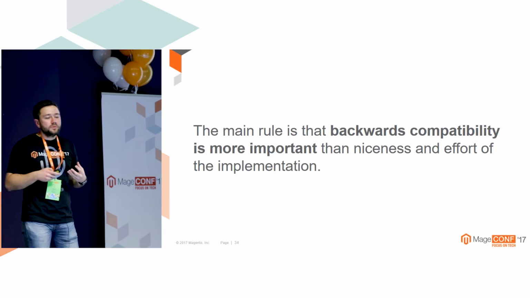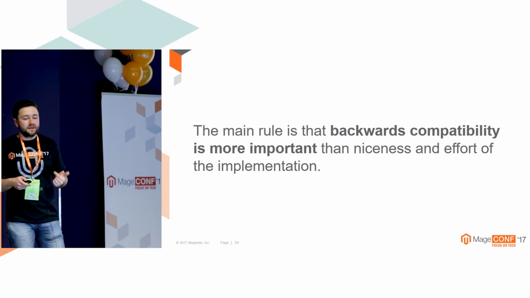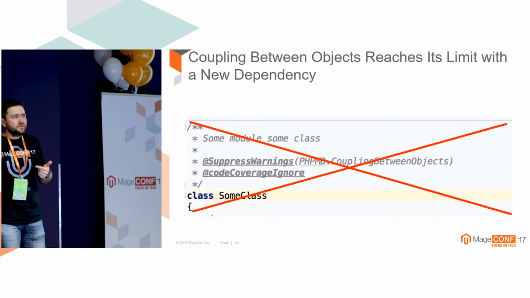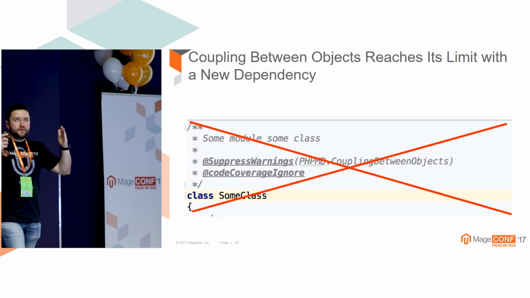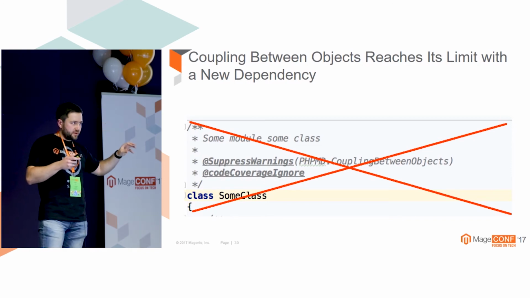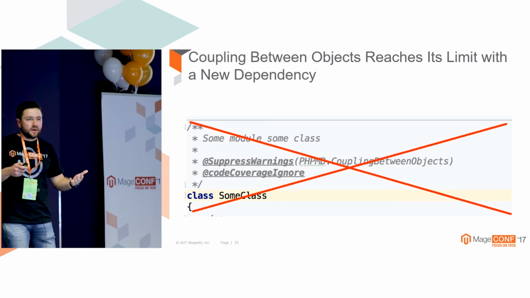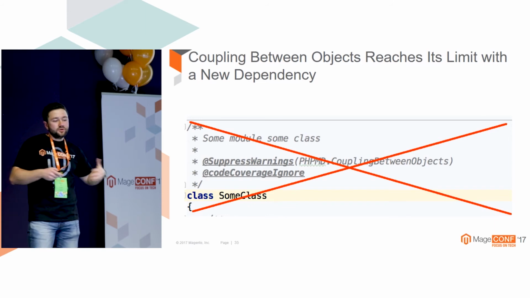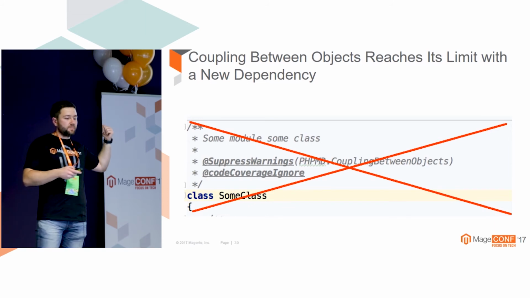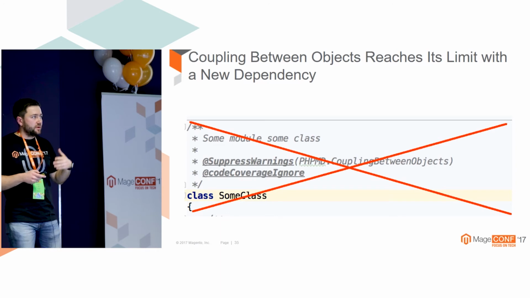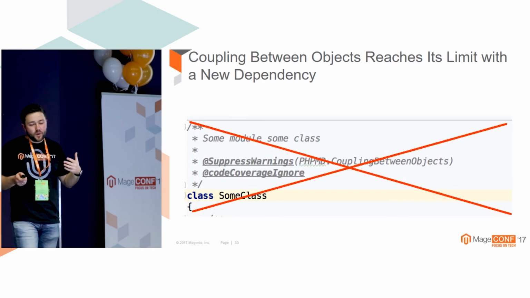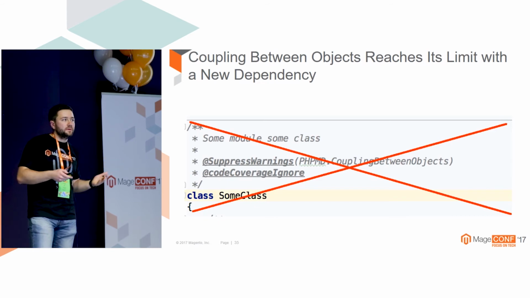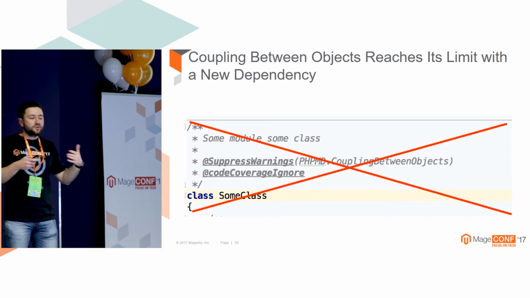The main rule is that backward compatibility is more important than niceness and effort of the implementation. And we are stuck with the problem that you are not allowed to remove objects from the constructor, even if these objects are not needed. They still exist in the constructor, and by introducing new objects we end up with suppressed warnings like coupling between objects, because we have PHPMD static checking, which prevents you. There is a threshold, like 13 external dependencies, and PHPMD prevents you from introducing more.